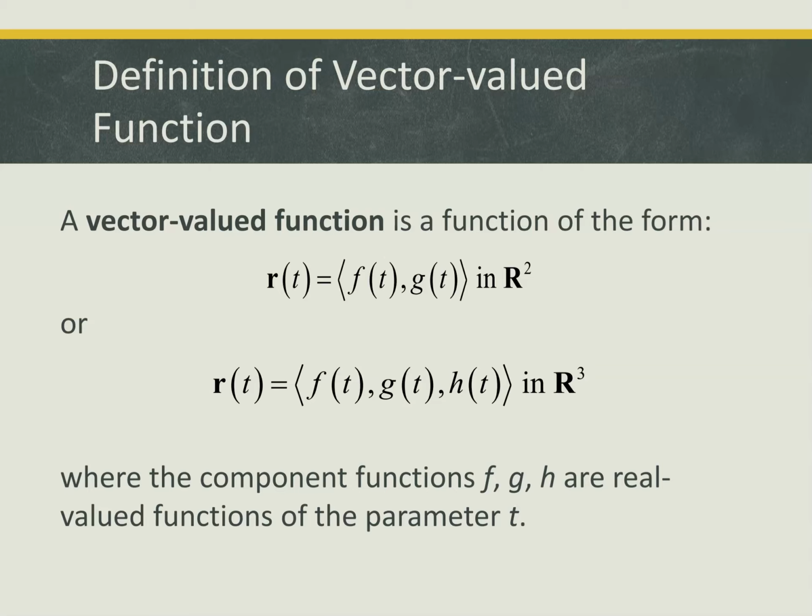A vector-valued function is a function of the form vector r of t is equal to an x component f of t and a y component g of t, and that would occur in R2 or the plane. Additionally, vector r of t could be f of t in the x component, y component g of t, z component h of t, and that could occur in space, or R3. In both of these cases, the component functions f, g, and h are real-valued functions of a parameter t.